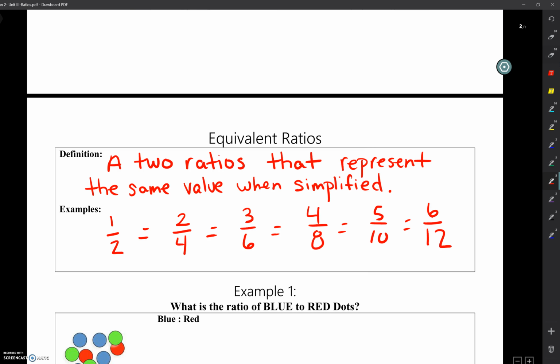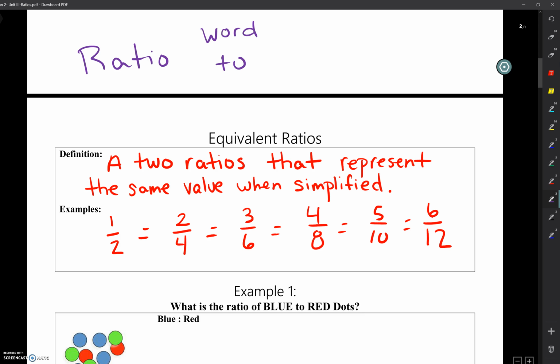Now we're going to go into our definition of equivalent ratios. Remember, yesterday we looked at ratios, and a ratio is a way to compare two quantities, and we can write it in three forms. We can write it in word form, where we use the word "to." We can write it in fraction form, and we put the little fraction bar. Or we could write it in ratio form, and we put our colon.